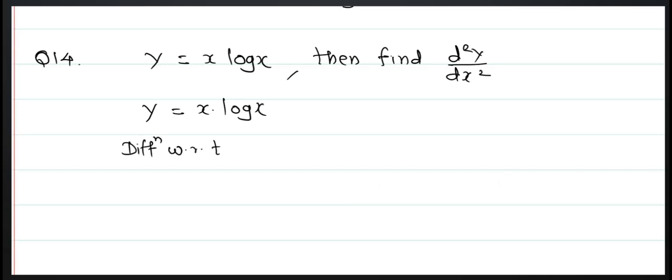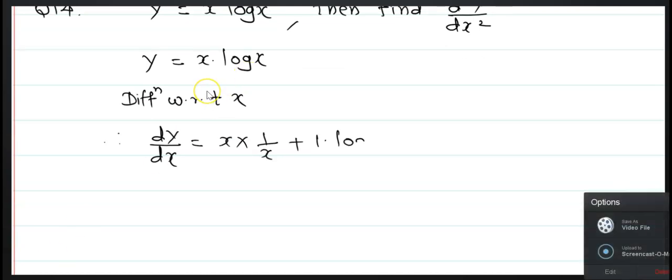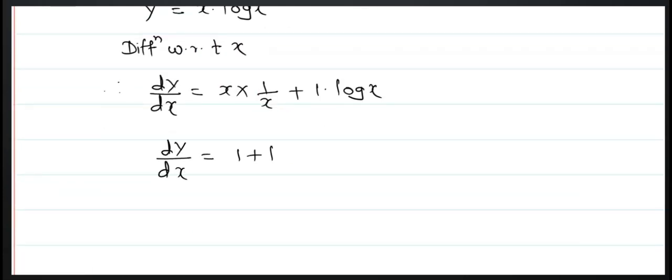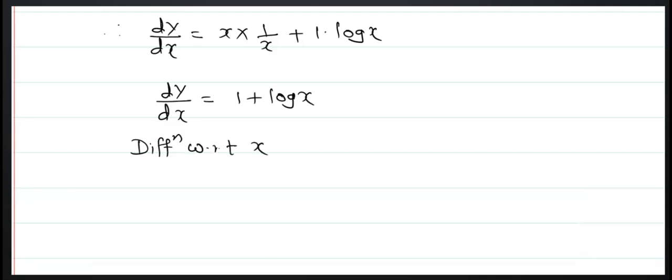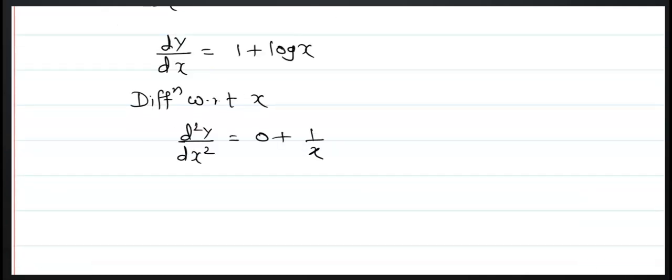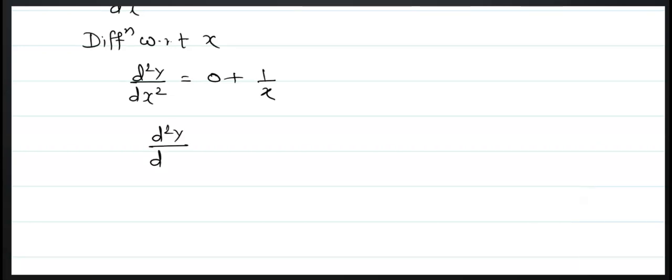Y is equal to x into log of x. Differentiate with respect to x. dy by dx is equal to x into log of x, by using the product rule. The derivative of log of x is 1 upon x, so x into 1 upon x plus 1 into log of x, that is 1 plus log of x. This is dy by dx. Now we want to find the second derivative, d2y by dx square. The derivative of 1 is 0 and the derivative of log of x is 1 upon x. Therefore, d2y by dx square is equal to 1 upon x.